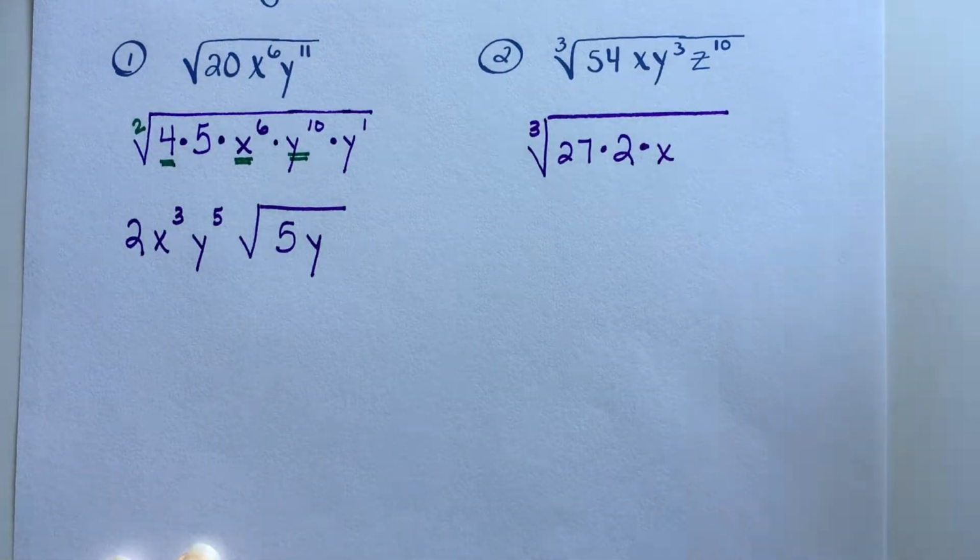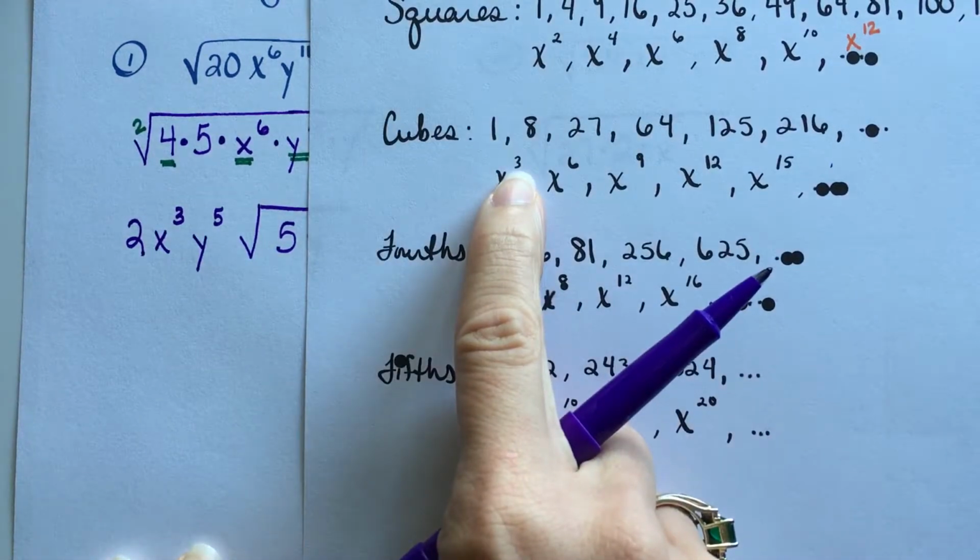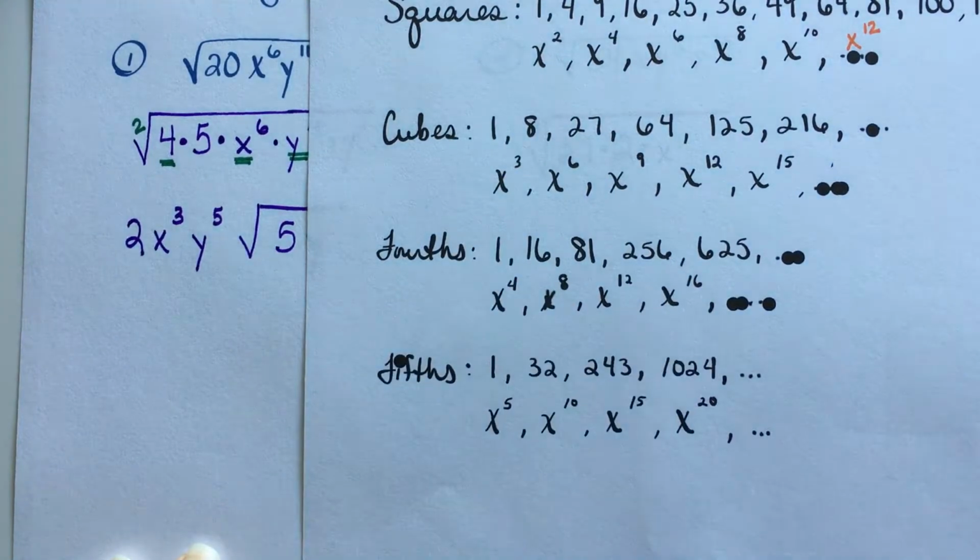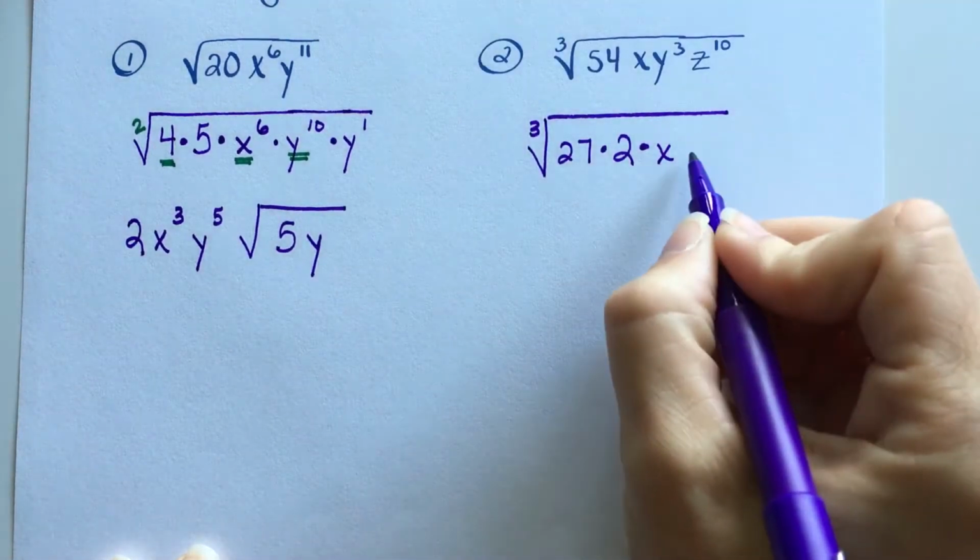Now, next I have y to the third. Well, a third power is on my list, so it's already a perfect cube, so we're going to leave that like it is.